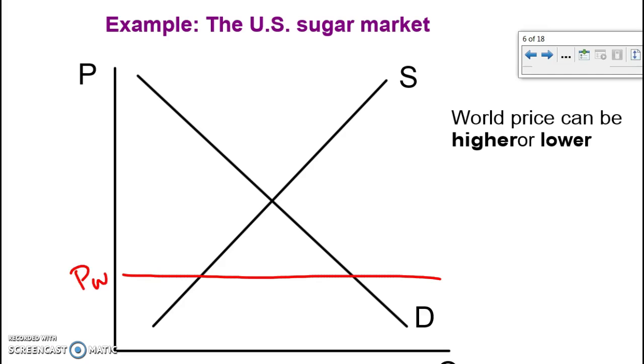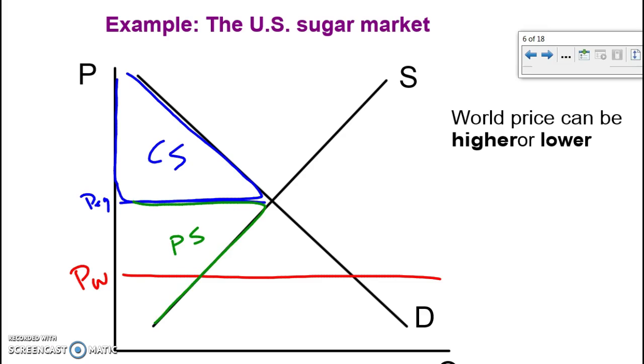So let's analyze this in terms of consumer and producer surplus. Before we opened ourselves to trade, right, this was our equilibrium price, and this triangle would have been our consumer surplus, and the lower triangle was our producer surplus, right? So that would be our market equilibrium.